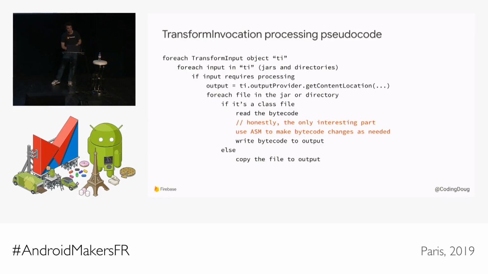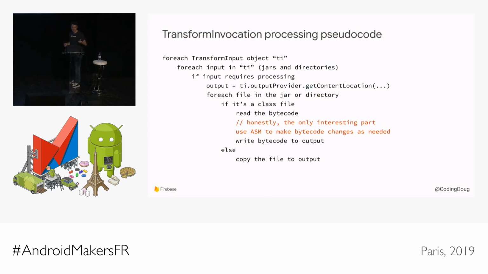Iterate all the inputs. For each input, iterate all the jars, iterate all the directories. If any one of those needs processing, get the output location, then iterate all the classes within that directory or jar. And if it's a class file, read the bytecode, instrument it, and write it back out. Otherwise, just write it back out. That's what the 200 lines of code is basically doing here. And to be honest, the only interesting part of this is using ASM to make bytecode changes. That's what I'm here to talk about.